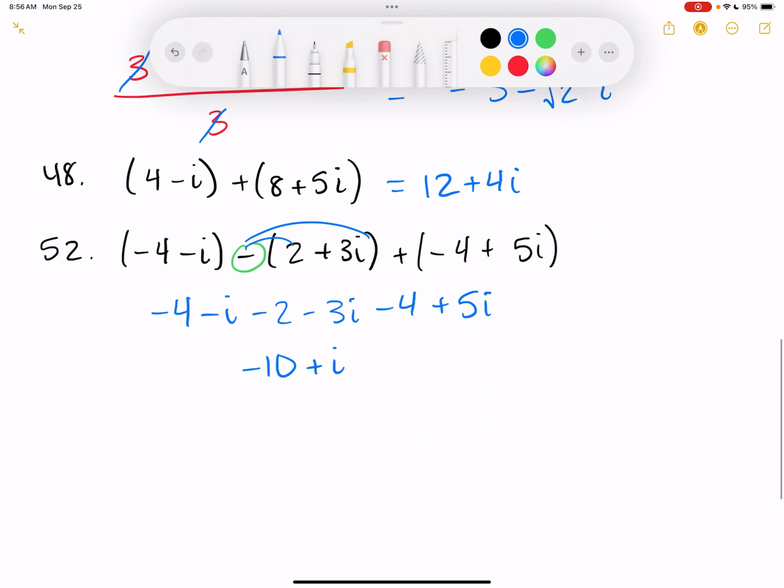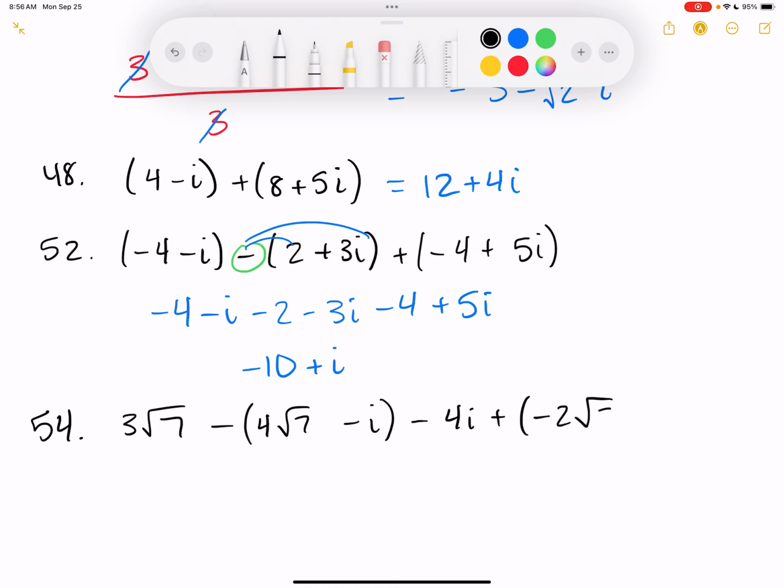And then 54, probably where we're going to stop today, so you can go ahead and do problems for the first half of the section, and then we'll hold the second half of the section for literally next Monday. Seems so far away. So it's 3 square root of 7 minus, in parentheses, 4 square root of 7 minus i, minus 4i, plus, in parentheses, negative 2 square root of 7 plus 5i.